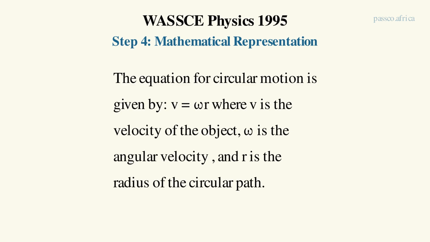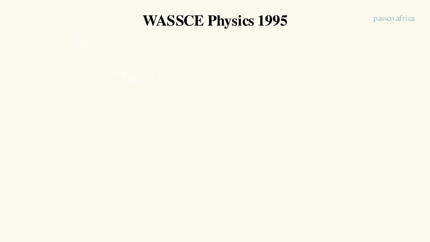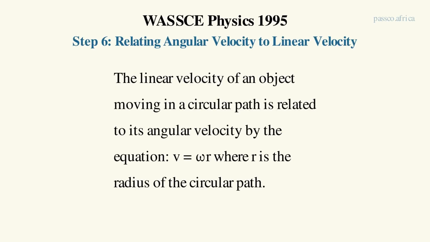Step 5. Understanding angular velocity. Angular velocity is a measure of the rate of change of angular displacement with respect to time. It is defined as ω = Δθ/Δt, where Δθ is the change in angular displacement and Δt is the change in time. Step 6. Relating angular velocity to linear velocity. The linear velocity of an object moving in a circular path is related to its angular velocity by the equation v = ωr, where r is the radius of the circular path.